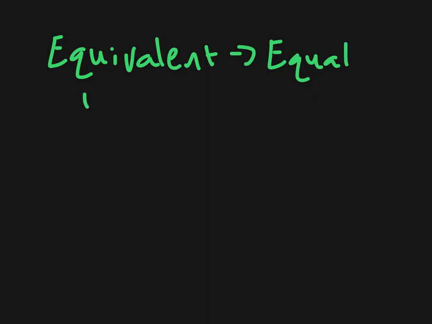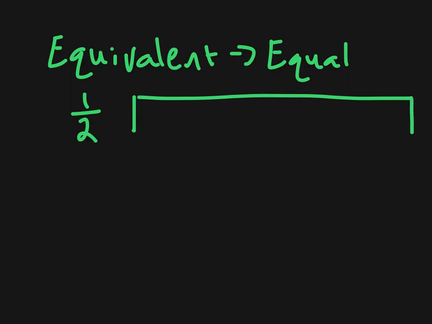So for example, if I start with 1/2, there's my bar. So I have my bar that's split into two pieces. An equivalent fraction means I'm then taking each of those pieces and cutting them into smaller pieces, but it's the same everywhere. So what I could do is I could cut each of my pieces into 3 pieces.